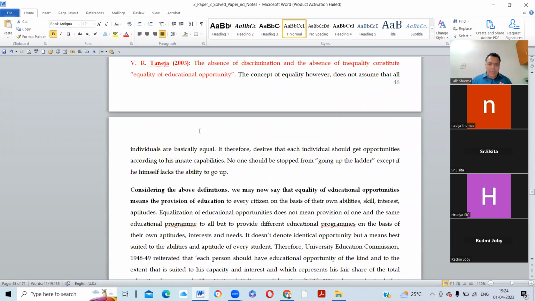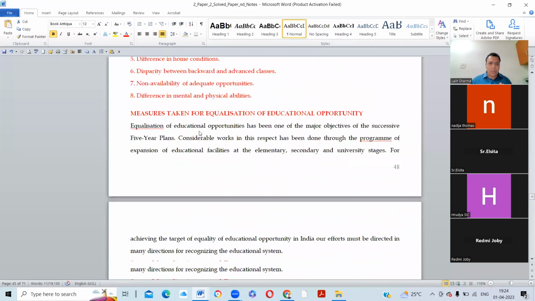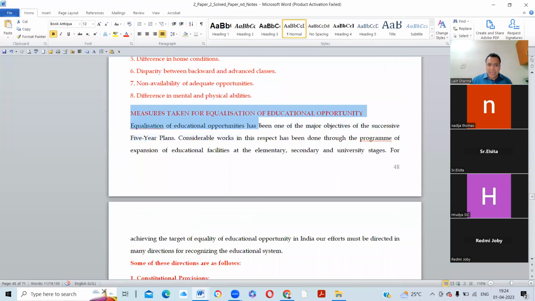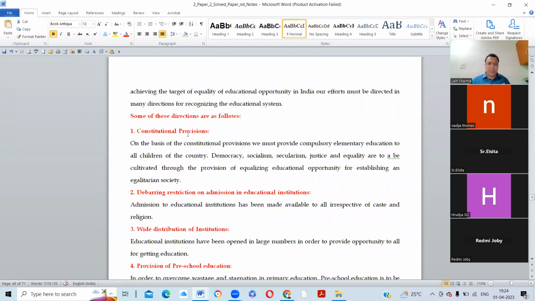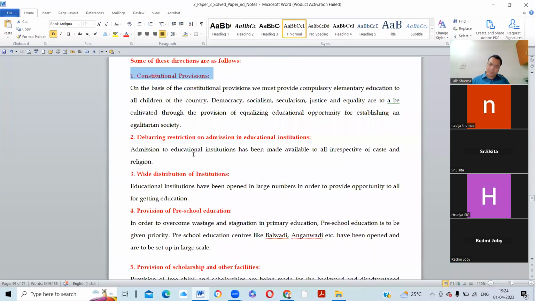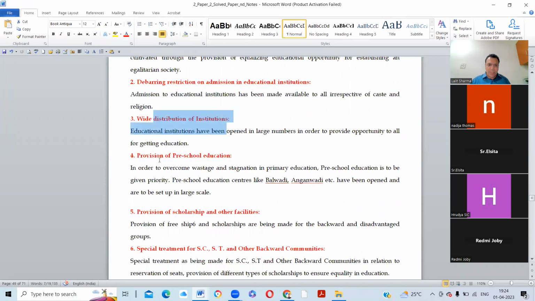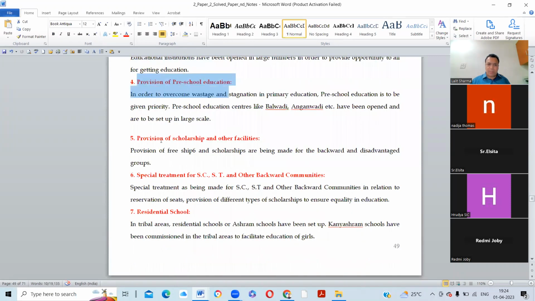Okay, so now here we are talking about what measures we are taking for equalization of educational opportunities. Constitutional provision, naturally, wide distribution of institutions, provision of preschool education, provision of scholarship and other facilities. Yes, look, the same thing has come again, here the point has come, guys.